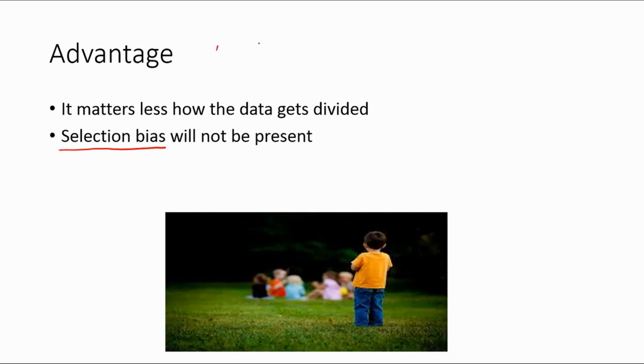The advantage of this particular method of cross validation is that it doesn't matter how the data gets divided. Remember, in the holdout sample cross validation, we had the problem of how we split the sample. If you change the splitting pattern, you probably get a different result or a different prediction error. But in Kfold cross validation, it doesn't matter much. So that selection bias will not be present. Why is it so?